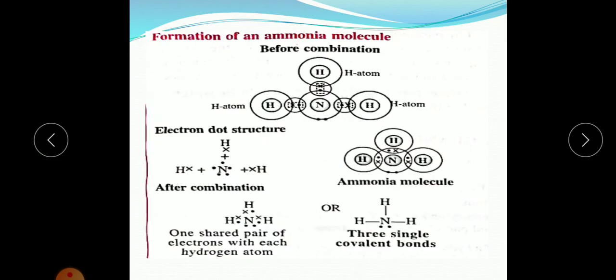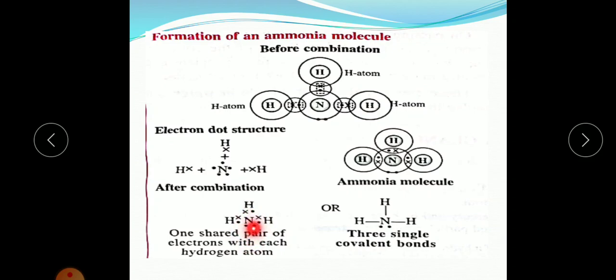One more example of covalent compounds: formation of the ammonia molecule, NH3. In NH3, we have nitrogen in the center, and we have 3 hydrogen atoms. Nitrogen has 5 electrons in the outermost shell, and 2 in the inner shell. So it will share 3 electrons with 3 hydrogen atoms. In doing so, nitrogen's outermost shell becomes 8, and hydrogen becomes 2. So the electron dot structure can be written in this form.